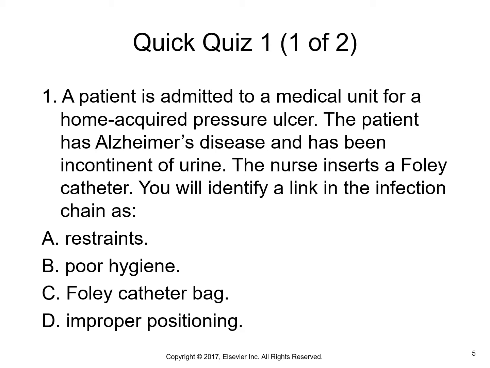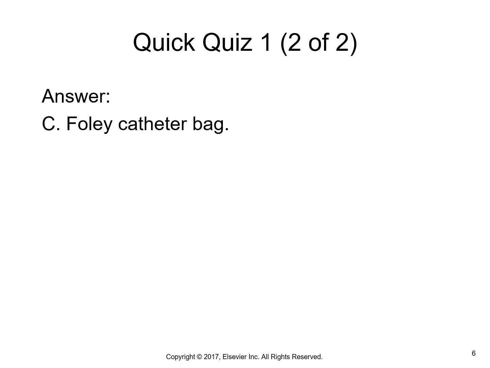Is it the restraint? Is it poor hand hygiene? Is it the Foley catheter bag? Is it improper positioning? And that is the Foley catheter bag. So why is it the Foley catheter bag? Because it is a reservoir. It can be a portal of exit, as well as a portal of entry for the bug. And the bugs are colonizing and living in there. So you have to understand the chain of infection in order to break it and win it over.